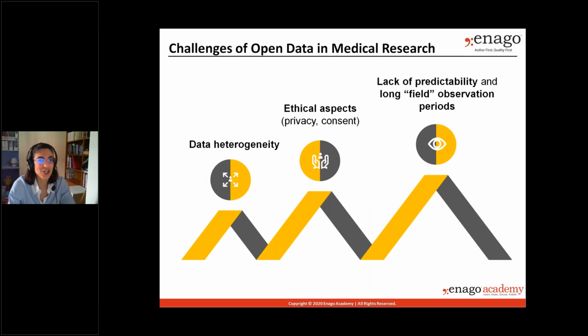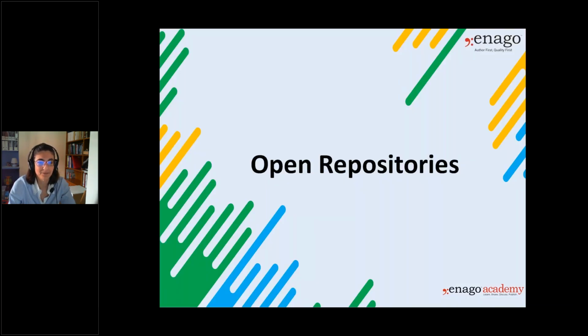There are inevitably challenges in the field of open data in medical research, such as the data heterogeneity, ethical aspects that have to do with what information you publish, how you publish it, etc., ensuring privacy and consent for any data that you're making publicly available. There's lack of predictability and long field observation periods that also pose a challenge in medical research open data.